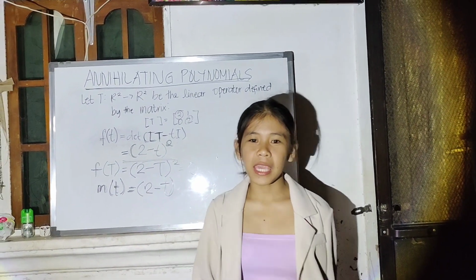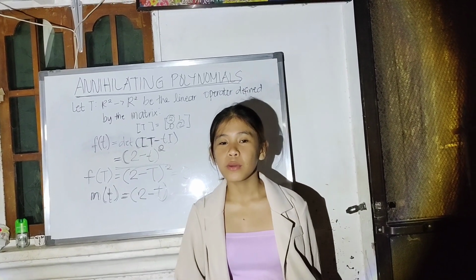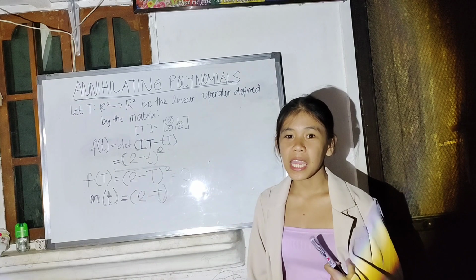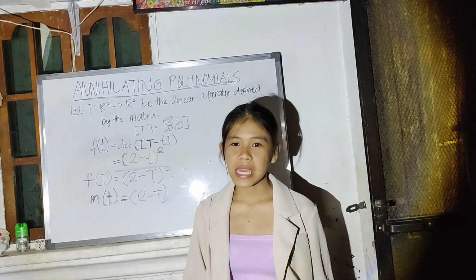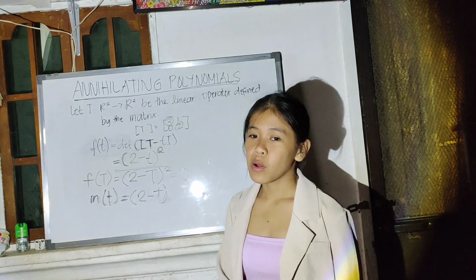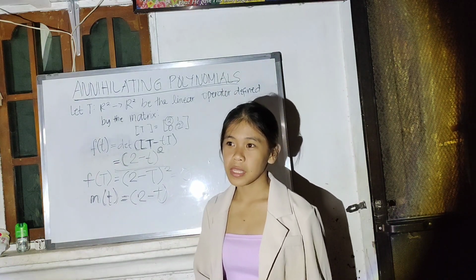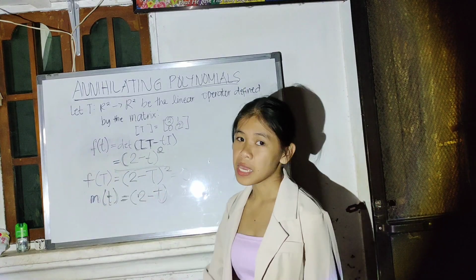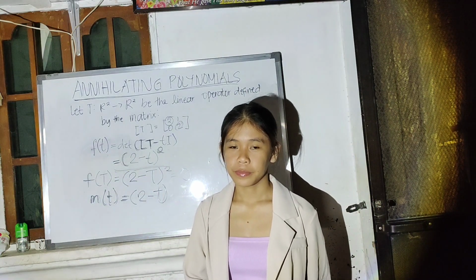So, the f of T is equal to 0. Makikita natin ang relationship holds for any linear operator and its corresponding polynomial. It's not very difficult since you just have to substitute the given matrix into the equation.